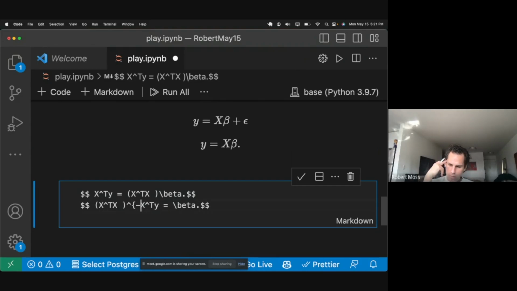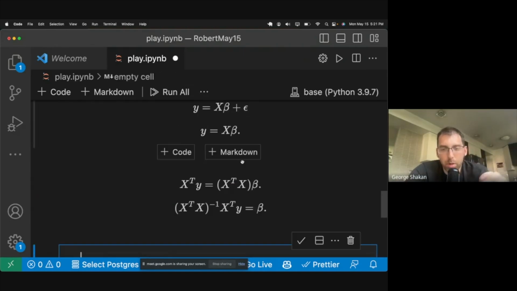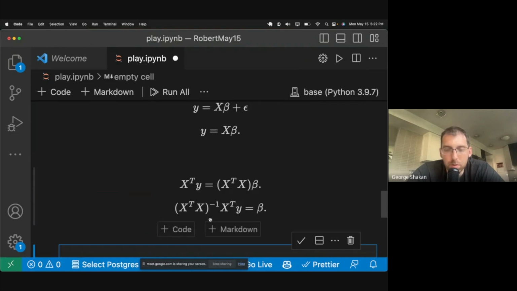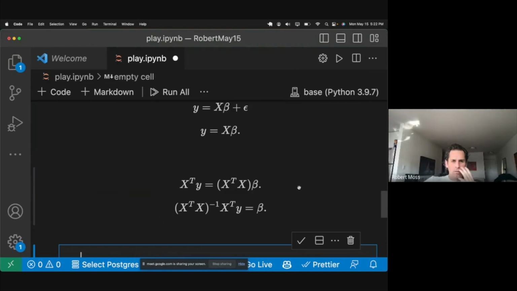Yeah, is we invert x transpose x. I usually like to keep things on the top equation and then I just say solve for beta, but a lot of people do like to actually show the inversion. Oh yeah, no, that's fine, man. That works. Okay, this is all great.